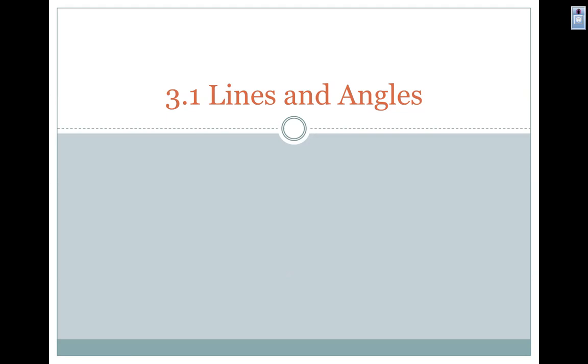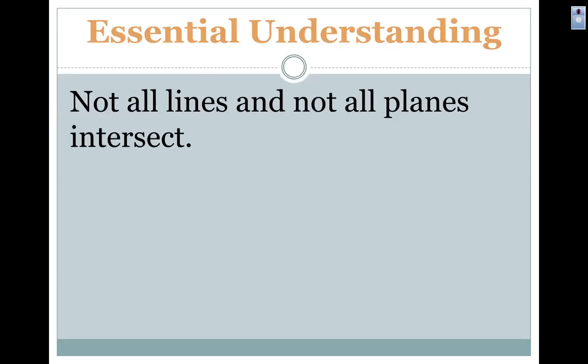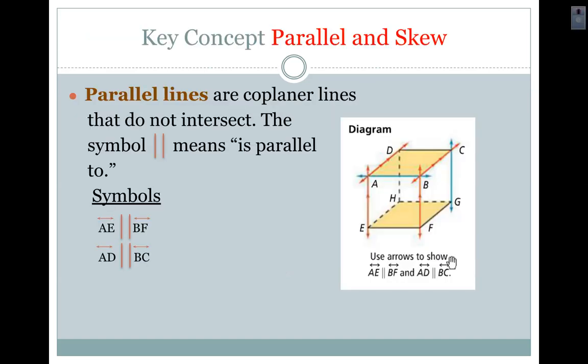All right, let's take a look at our first lesson, chapter 3, lesson 3.1, lines and angles. So we're going to talk about lines and the fact that not all lines and planes intersect. This whole chapter is about lines. So as you look here, let's talk about two lines that don't intersect. Now, those are called parallel lines.